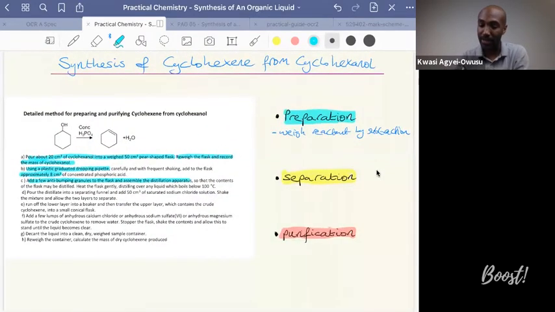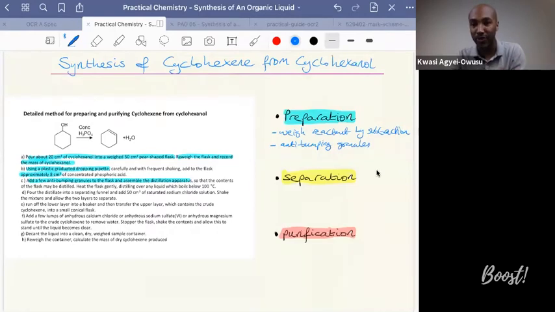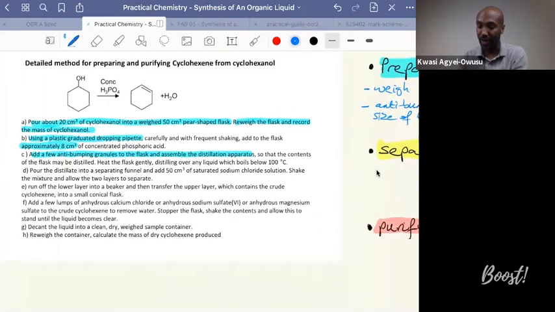Our anti-bumping granules are something we need to consider. These are going to reduce the size of bubbles formed as your reaction mixture boils. It stops your reaction mixture boiling over and collecting a mixture of impurities in your receiving flask. So anti-bumping granules are essential in this reaction, this distillation.